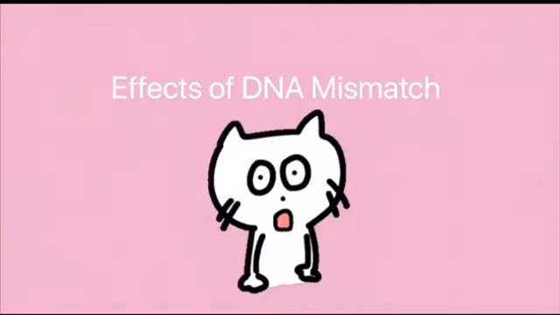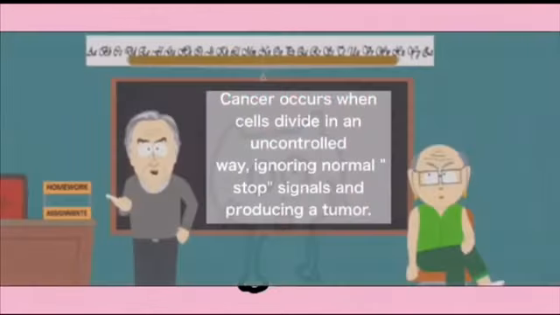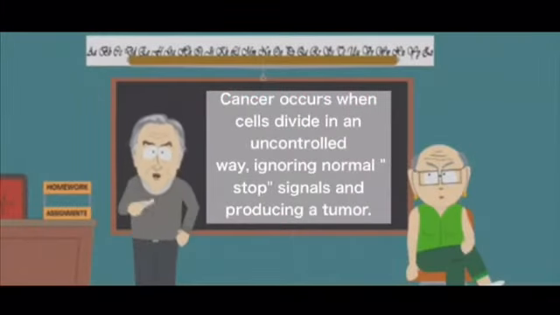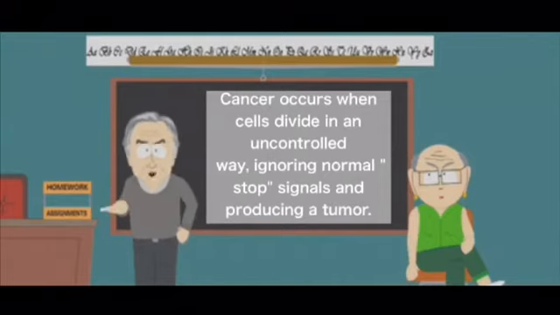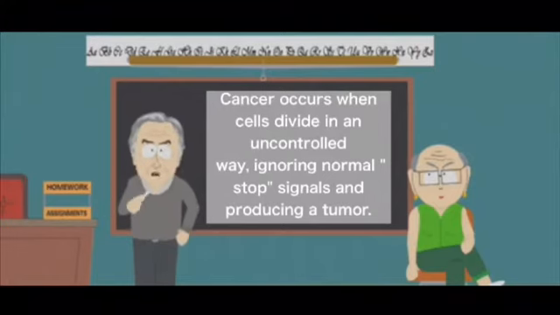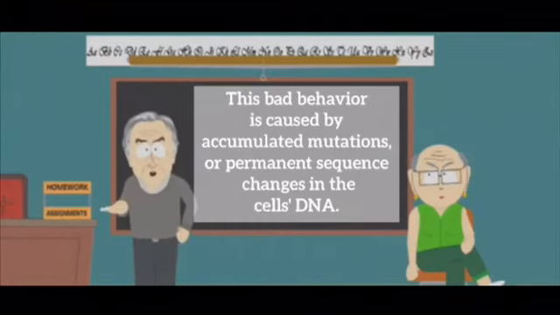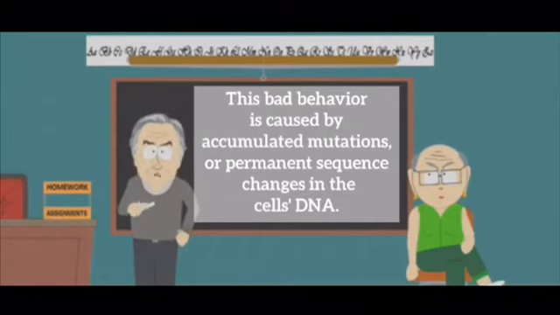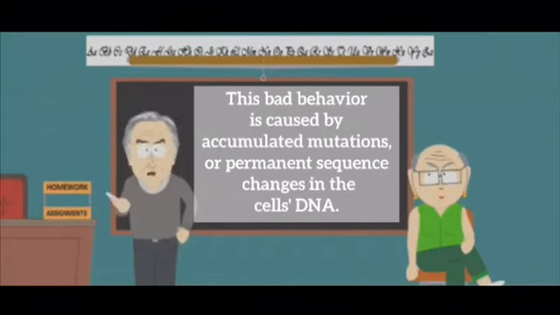What is the effect of DNA mismatch? Cancer occurs when cells divide in an uncontrolled way, ignoring normal stop signals and producing a tumor. This bad behavior is caused by accumulated mutations or permanent sequence changes in the cell's DNA.